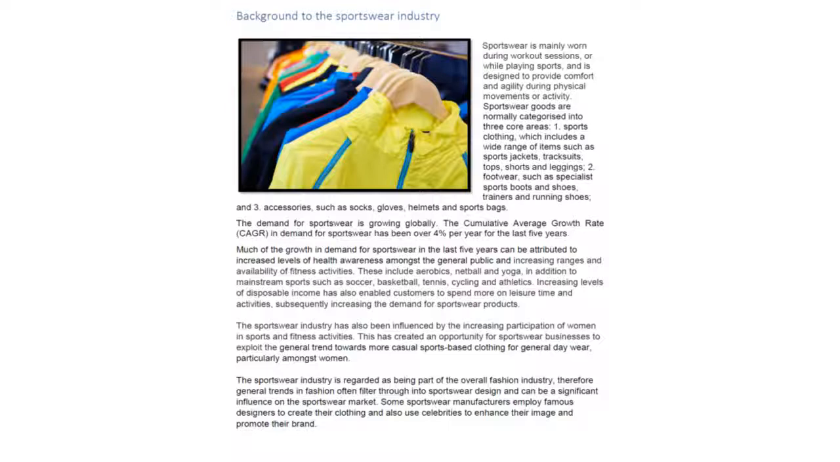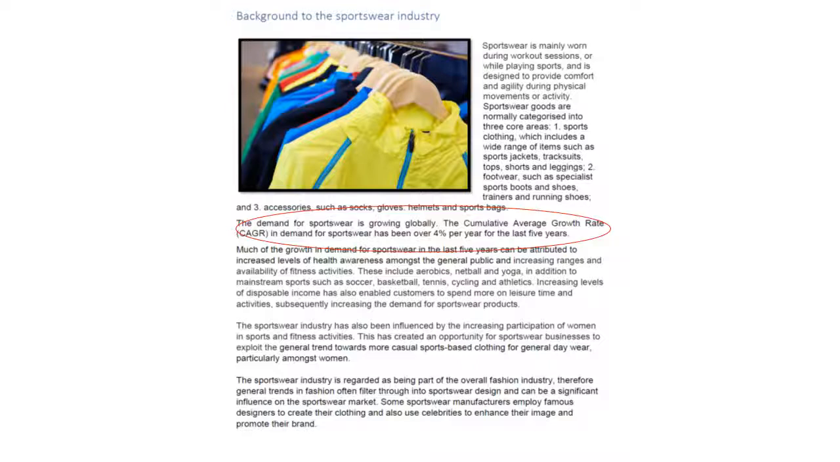We then have a section on the industry. The first part of this doesn't tell us much we don't know already, just describes the kind of products sold in the sportswear industry. We are told that there is global growth of 4% per annum for the last 5 years, which we will refer back to at a later point.